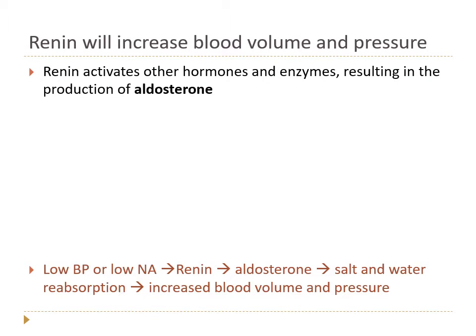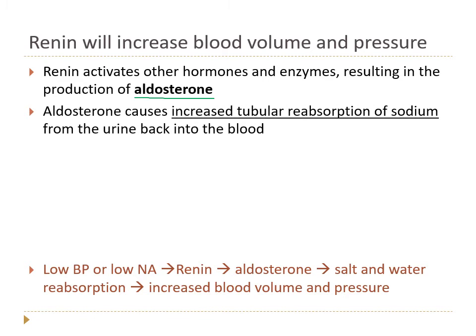So what renin will do then is it's going to activate a whole bunch of other hormones and enzymes. It's kind of a complicated process that eventually is going to result in the production of a hormone called aldosterone. And so this is what's going to do the business of what we've set in motion here. So aldosterone will directly cause increased reabsorption of sodium.